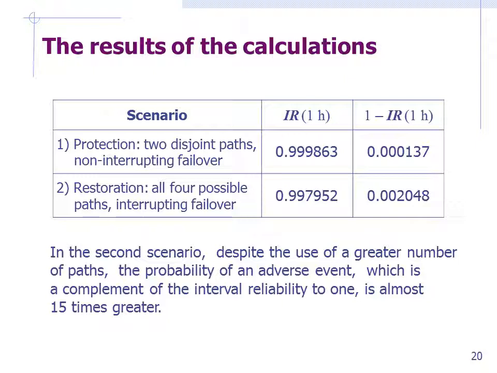The results of the calculations are in this table. You can see that in the second scenario of restoration, despite the use of a greater number of paths, the probability of an adverse event, which is the complement of the interval reliability to 1, is almost 15 times greater.